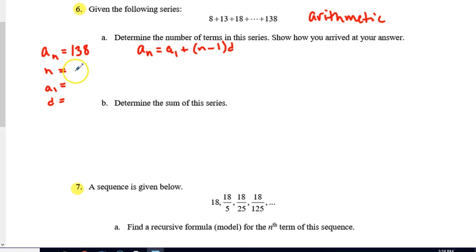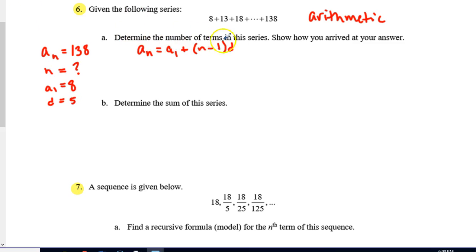N, well, we don't know. I mean, we really could find out, right? It wouldn't be impossible. If you're on your exam and you need to know which term this is, you can keep adding by 5 and you'll eventually get there, right? You just need to be precise. Let's pretend we don't know that, because we don't. The first term, well, that's 8. And then the common difference is what we're adding on each time. So plus 5, it's going to be called 5.